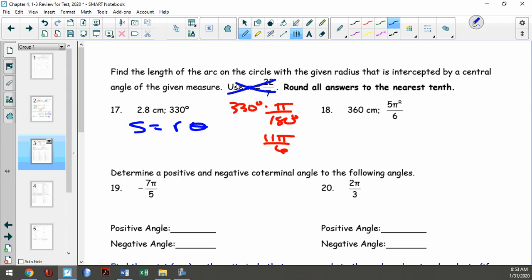So you are simply going to plug this in, 2.8 times 11 pi over 6, and you're going to get 16.130. And that is going to be your answer. Do we understand that, yes or no?